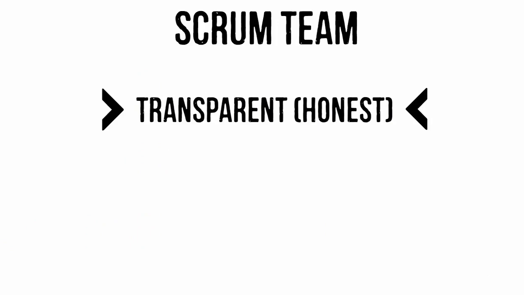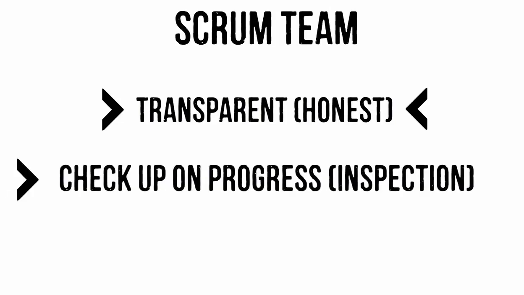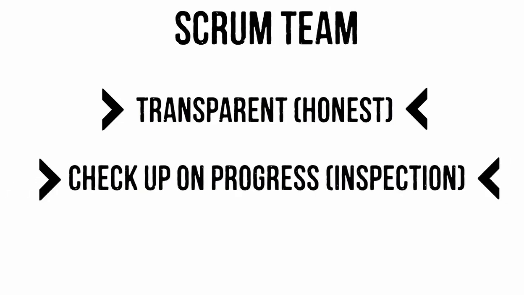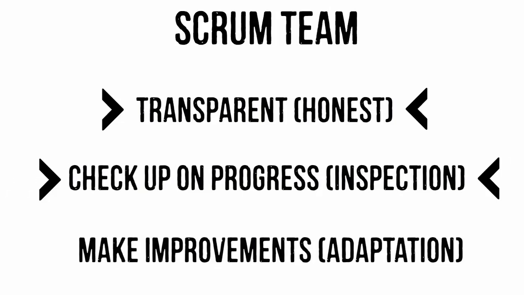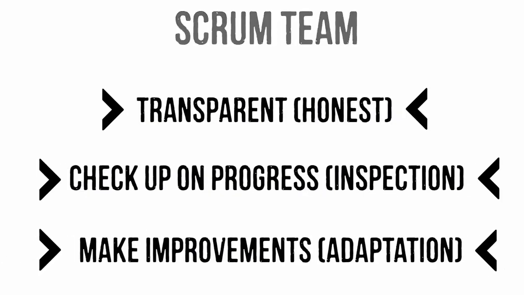Being transparent means that functionality is not done until it meets the development team's definition of done. Transparency builds trust between the team members. Once the team have agreed on transparency, they agree to consistently check on progress, inspection, and make improvements based on what they have seen, adaptation.